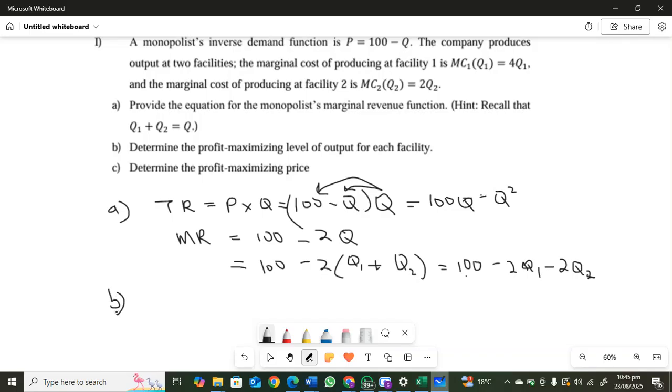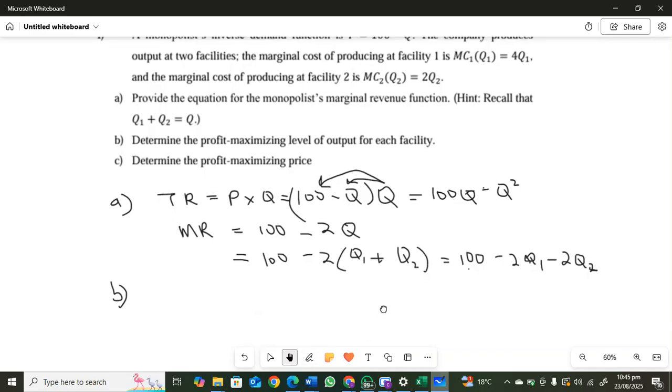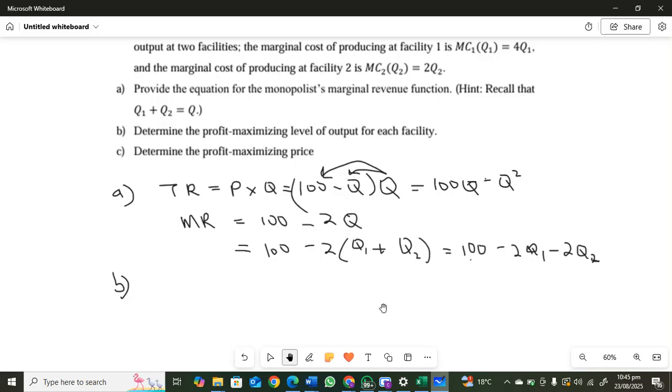Part B, determine the profit maximizing level of output for each facility. So remember, the point of profit maximization is where MR equals MC. Marginal revenue equals marginal cost. So to make life easy, we'll maintain this marginal revenue equation here first. We already got our marginal revenue equation, and we've already got our marginal cost equations.